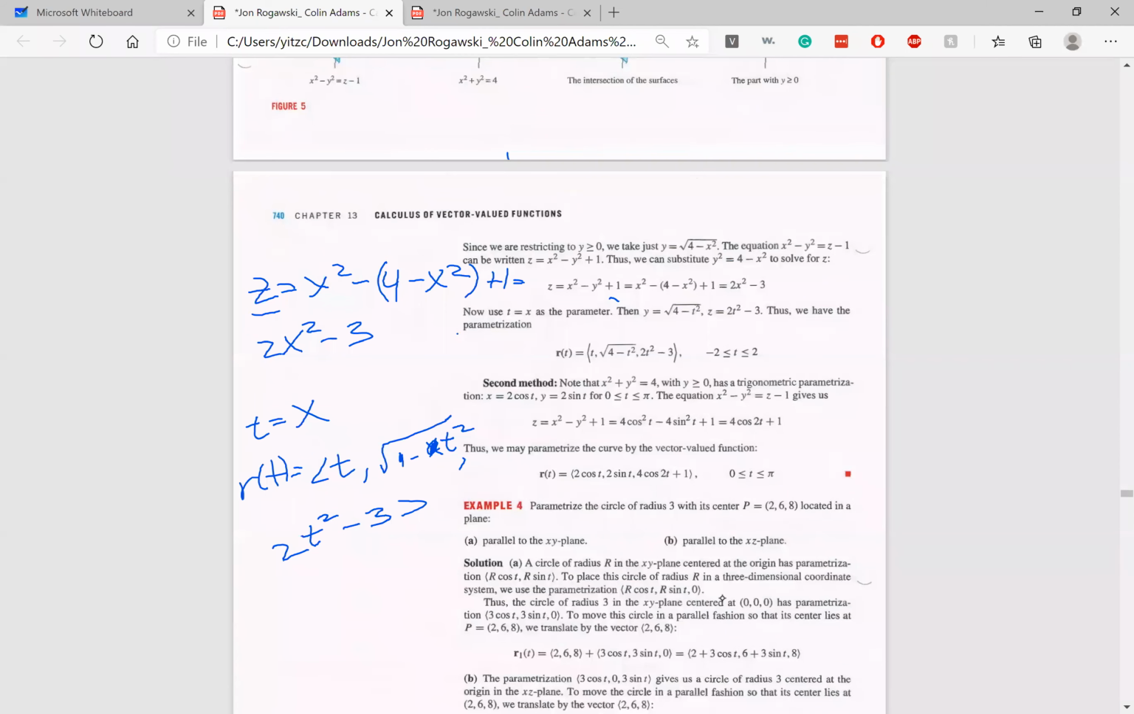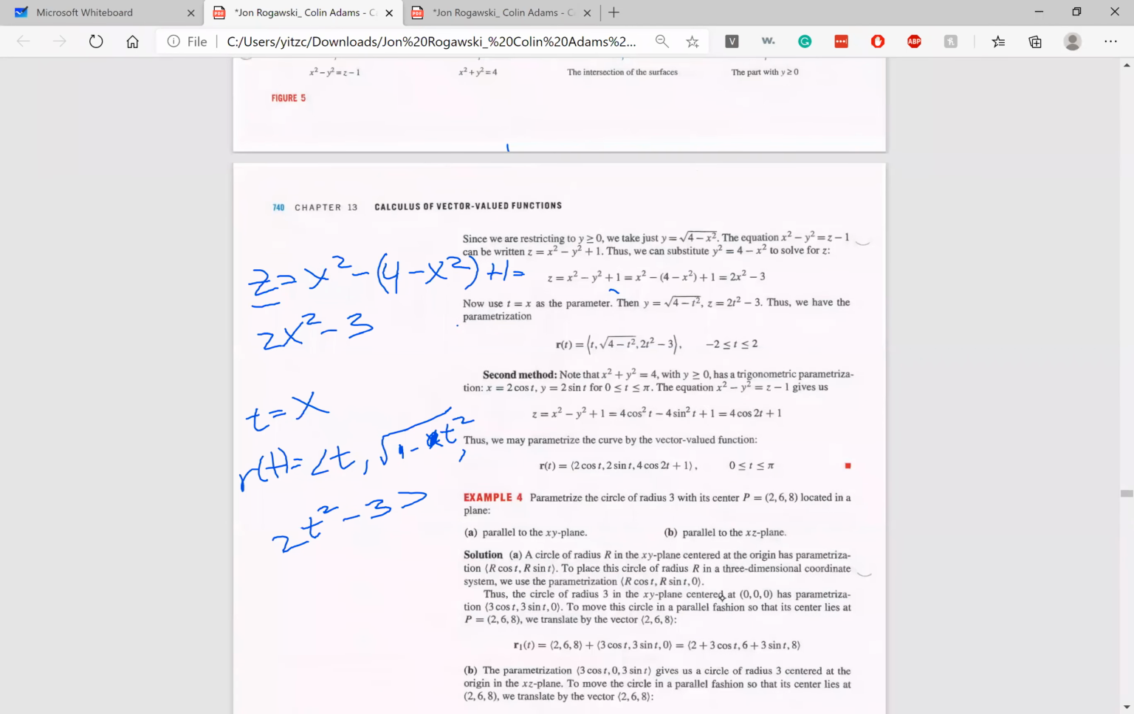And then you can create an equation. r of t is equal to your x, so your t, your y, which again had y in terms of x, so that goes there, and your z. And that again had z in terms of x. Any questions about this?